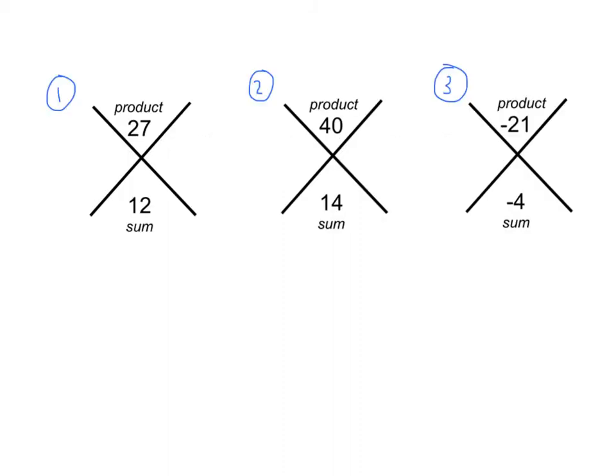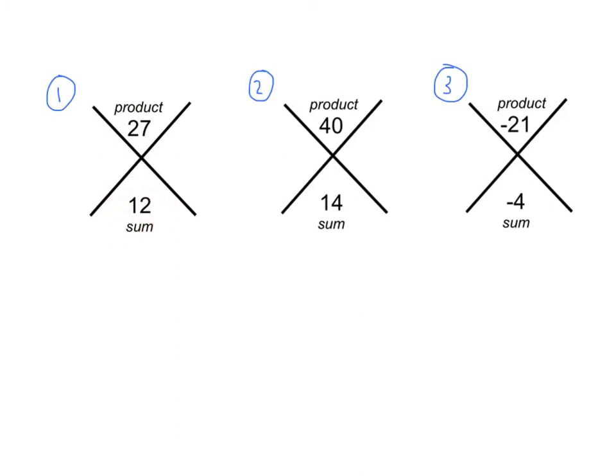Alright, so let me show you how this Magic X works. It's kind of like a little game where we need to figure out two numbers. These two numbers, their product is going to be the top number, and their sum is going to be the bottom number. In other words, the two numbers that I'm looking for need to multiply to equal the top number, and they need to add together to equal the bottom number.